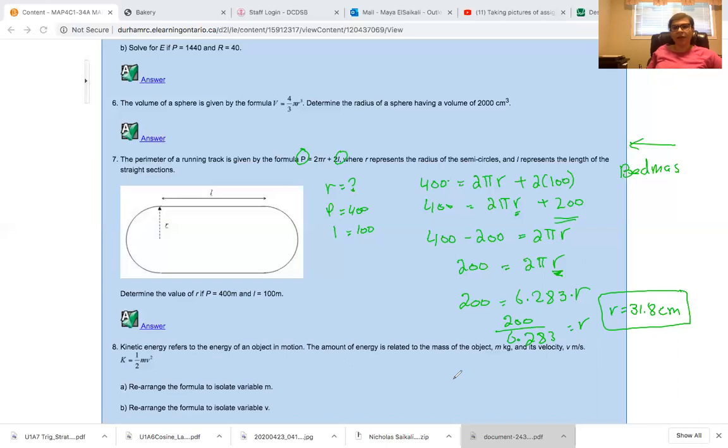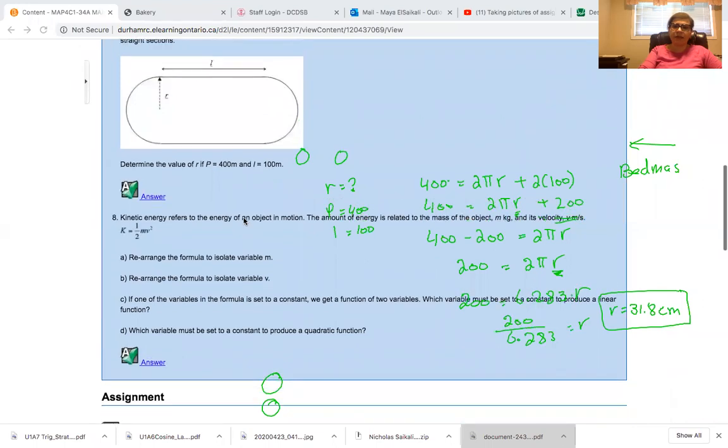Okay. Now, what I'm going to leave you with is the last question. I'm not going to do that. I want you to try it. I want you to rearrange the formula to isolate for M, rearrange the formula to isolate for V. So there's no numbers. They just want you to isolate, okay? Try them. Make sure that you check your answer at the bottom, and check your answer by pressing this. All right. Hope that was helpful, not too long.